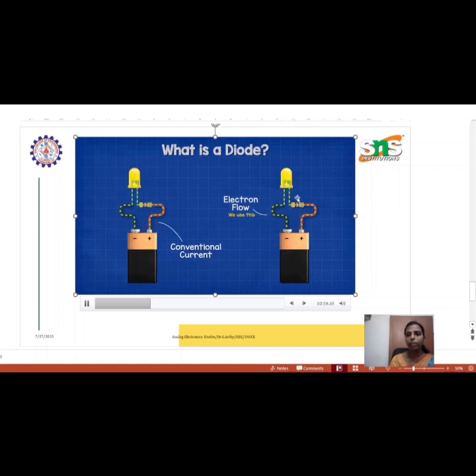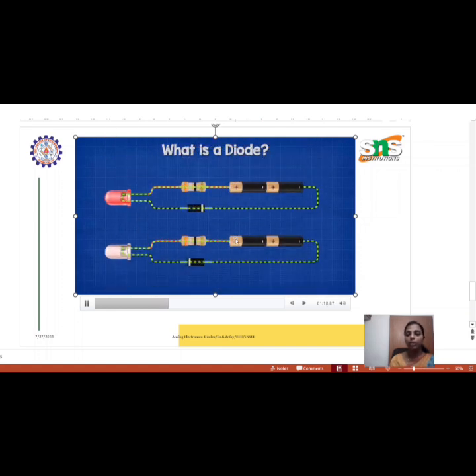If it is connected through a battery to an LED, it flows in one direction. Conventional current direction is always from positive to negative. Electron flow is from the lower potential to the higher potential. So these two directions will be different, and that is what is shown here. This is one application of how a diode is connected to an LED through a battery. This is a controlled circuit which flows in only one direction.